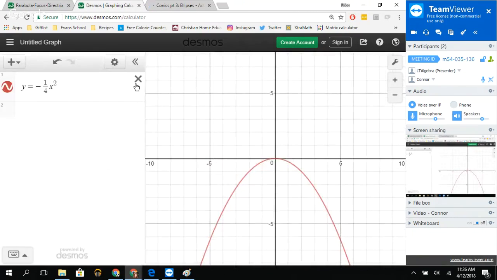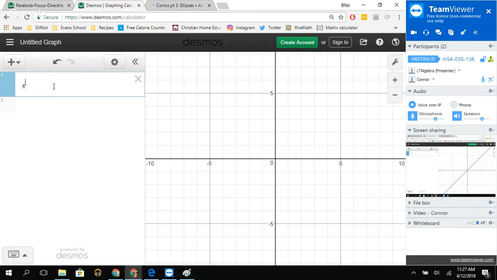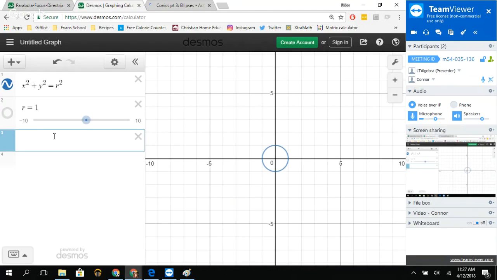In Desmos, a circle is defined as x squared plus y squared, you know this one, Connor, equals the radius squared. Okay, so I want a slider for x. Can I add a slider for y? No. Okay, well, we just need a slider for the radius. So x squared plus y squared equals the radius squared.